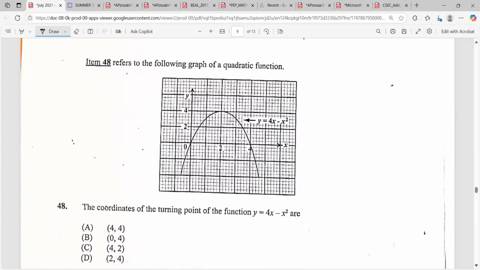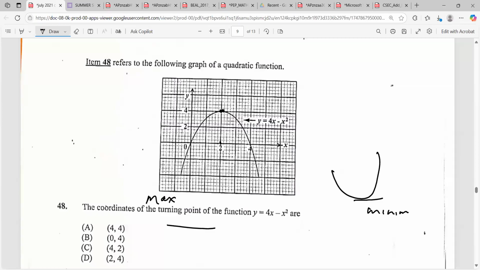48 refers to the following diagram of a quadratic function. The coordinates of the turning point of the function. So the coordinate of the turning point will be here. Sometimes they will say what's the highest point on the graph. This is a maximum turning point, right? So that's what they're talking about. If the graph turns like this, it has a minimum.